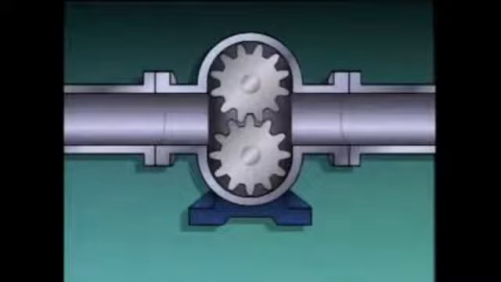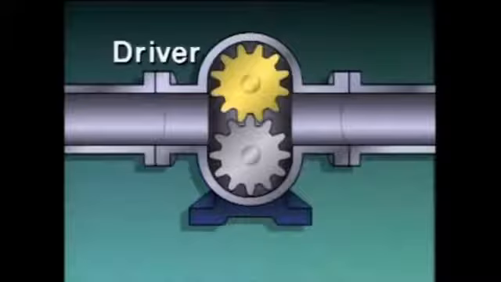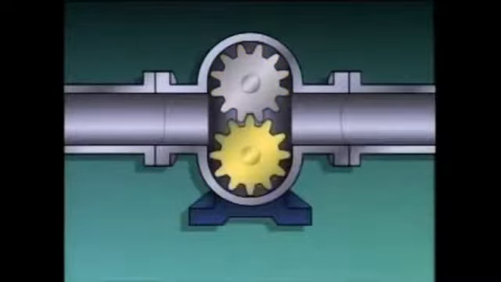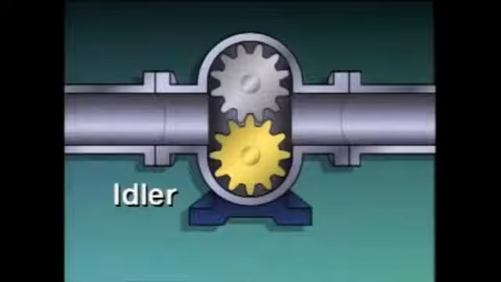The external gear pump shown in this illustration consists of a casing with a suction port, a discharge port, and two gears located inside the casing. One gear is rotated by the pump's driver. This gear is often referred to as a power or driver gear. The other gear moves because its teeth are meshed with the teeth of the driver gear. It's called the idler gear.